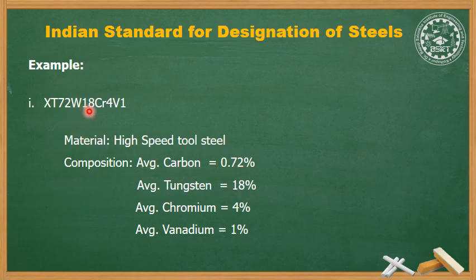Next is W18. W stands for tungsten, so the average percentage of tungsten will be 18%. Cr4 means the average percentage of chromium is 4%, and V belongs to vanadium, so the average vanadium percentage will be 1%. So this is all about the Indian standard designation of steels.